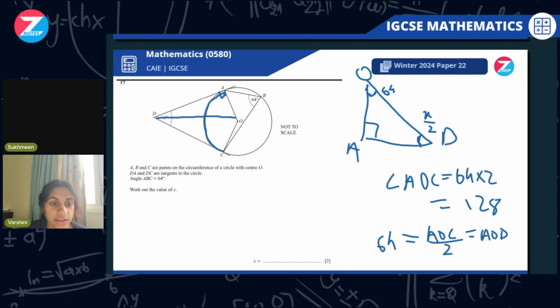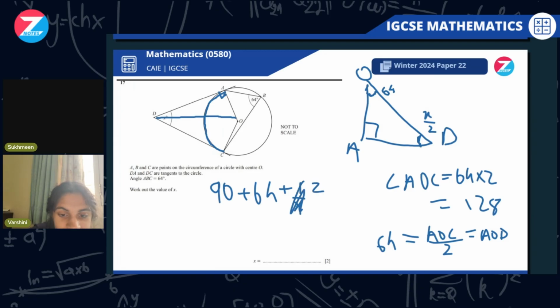Okay, and now again, we know this angle is a right angle, and we want this angle to find half of x. We also know that all angles in a triangle add up to 180. So the right angle, which is 90, plus 64, plus half x, x by 2, equals 180.